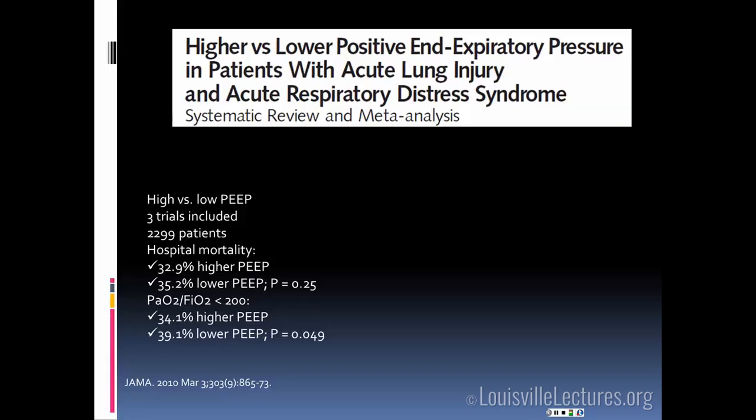So if your PO2 FiO2 ratio is less than 200, you're better off using the high PEEP FiO2 table. If, on the other hand, your PO2 FiO2 ratio is above 200, you can use the low PEEP FiO2 table. They found a decrease in mortality using the high PEEP in patients who had moderate or severe ARDS.